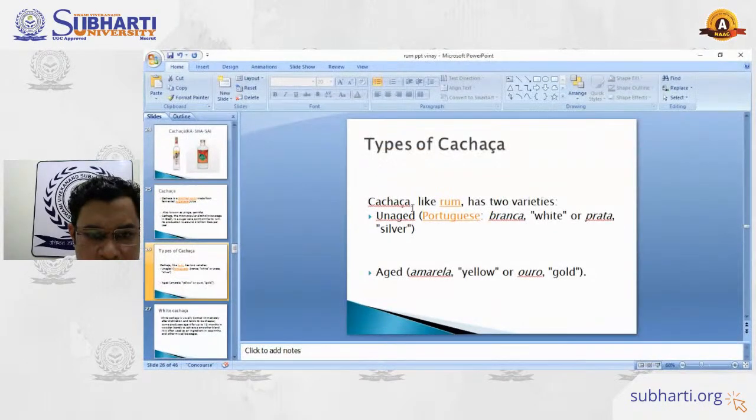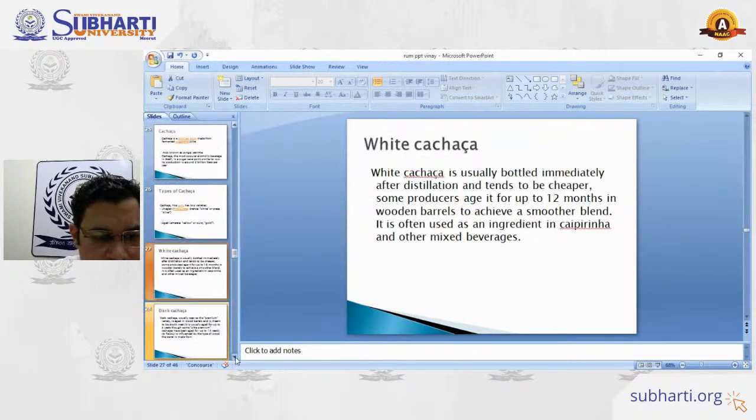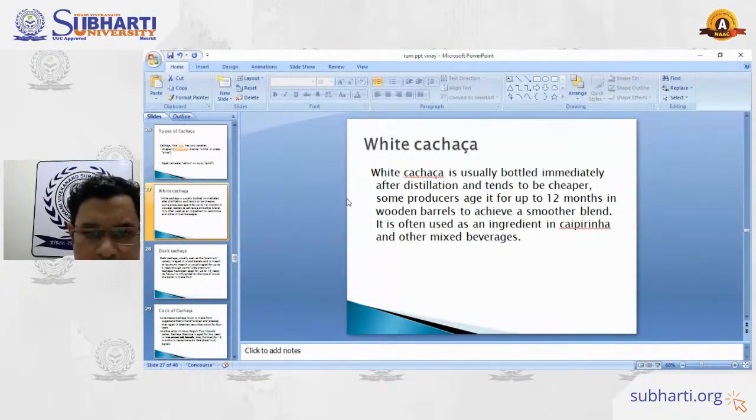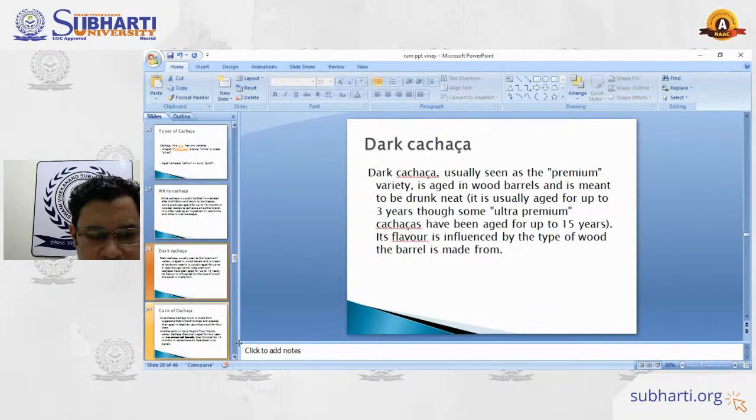Cachaça has two varieties. That is unaged, which is called branca in Portuguese, white, prata, or silver. And the other one is aged, which is called amarela, yellow, ouro, or gold. White cachaça is usually bottled immediately after distillation and tends to be cheaper. Some producers age it for up to 12 months in a wooden barrel to achieve a smoother blend. It is often used as an ingredient in a caipirinha, which is a cocktail, and other mixed beverages.